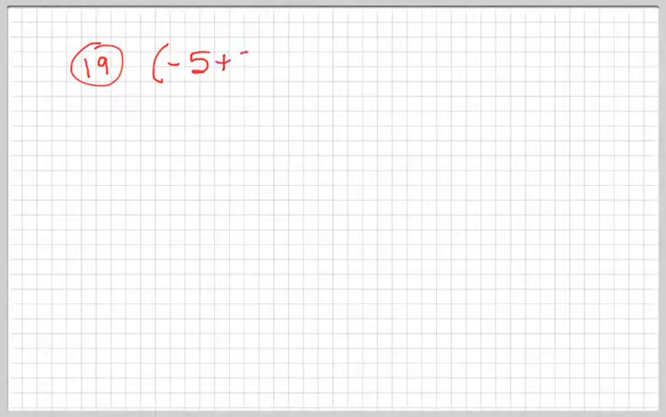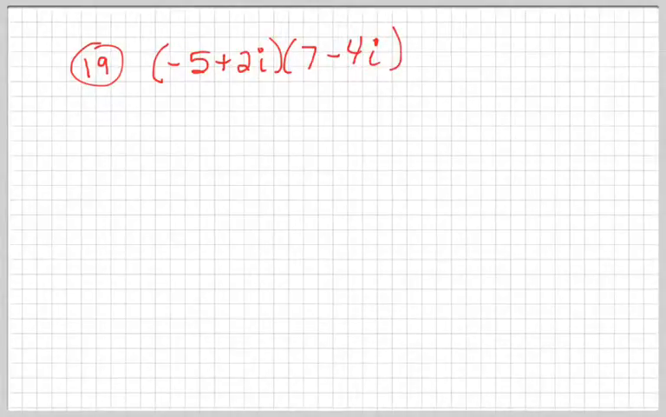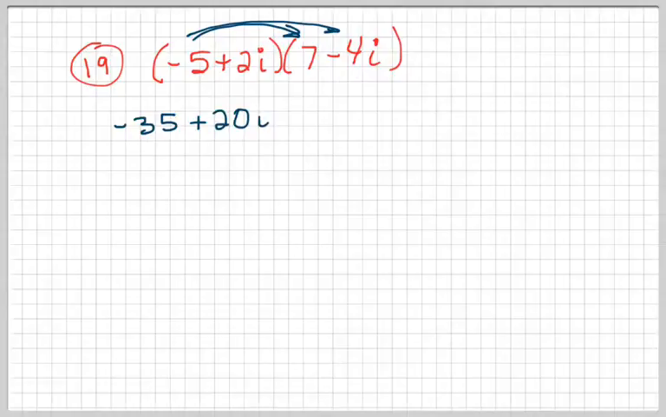Number 19, we're just multiplying two complex numbers. You could actually throw this one into your calculator as long as you are in complex mode, but we should know how to do it without our calculator. And to do it, we just distribute the negative 5. So negative 5 times 7, negative 35. And negative 5 times negative 4i is positive 20i.